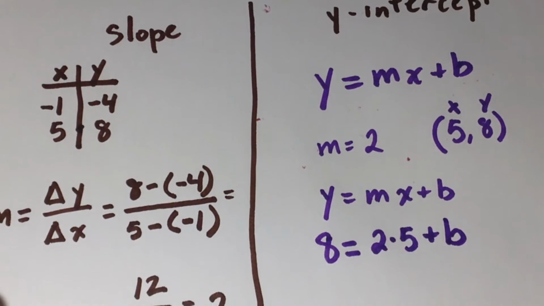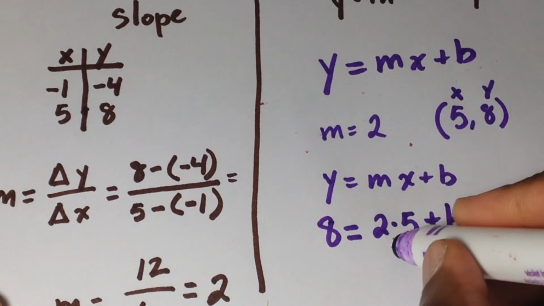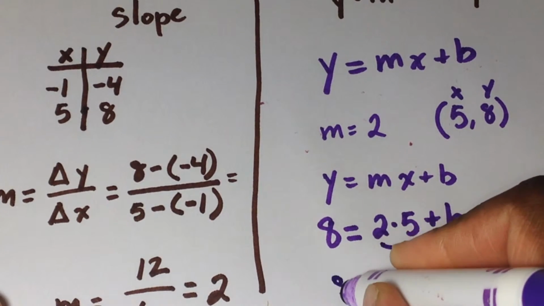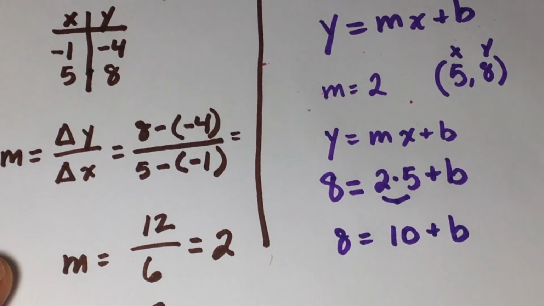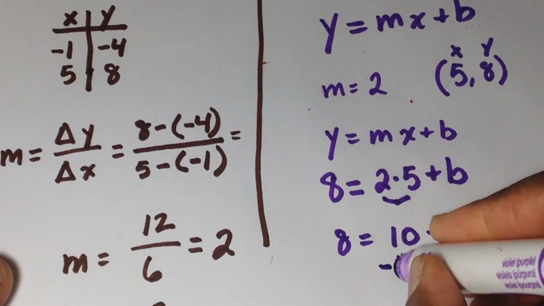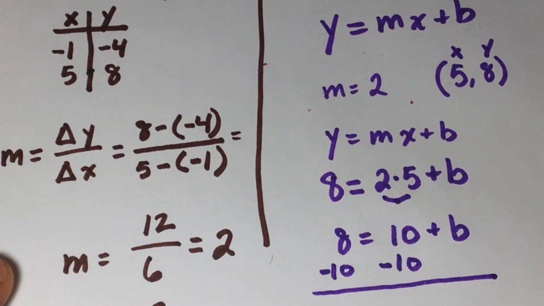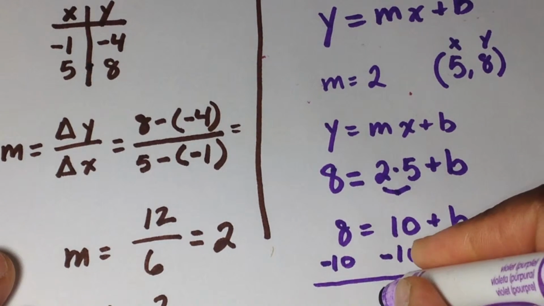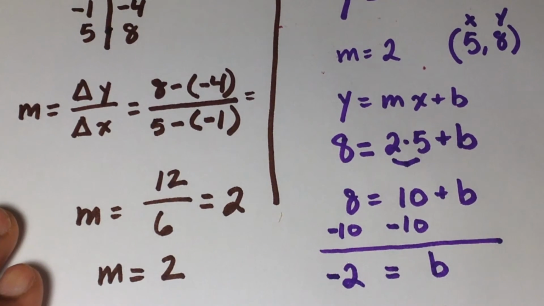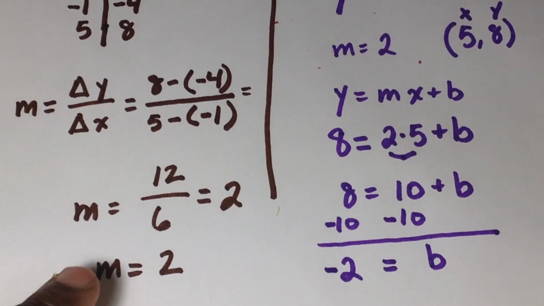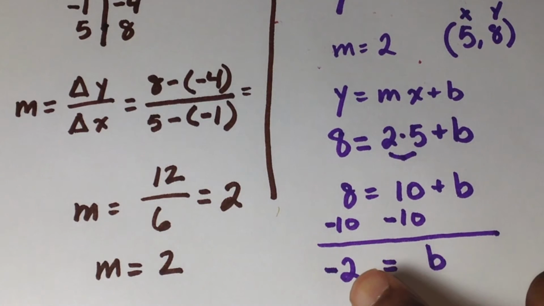Okay, so now let's solve for b. All right, so let's solve the equation. We know that 2 times 5 is going to give me 10. So I have 8 is equal to 10 plus b. Okay, that's a basic one. So we're going to do minus 10 on both sides. And we get b is equal to 8 minus 10, which gives me -2. All right, so I got my slope, which is 2. I got the y-intercept, represented by the letter b, is -2.